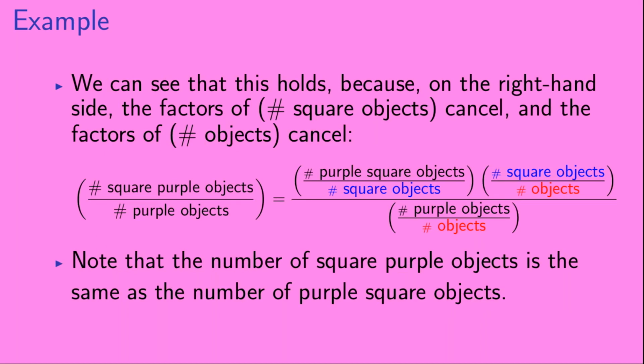We can see that this holds because on the right-hand side, the factors of number of square objects, here shown in blue, cancel out, and the factors of the number of objects, here shown in red, also cancel out. And so on the left-hand side, we have the number of square purple objects over the number of purple objects. And on the right-hand side, we're left with the number of purple square objects over the number of purple objects. So note that the number of square purple objects is the same as the number of purple square objects.